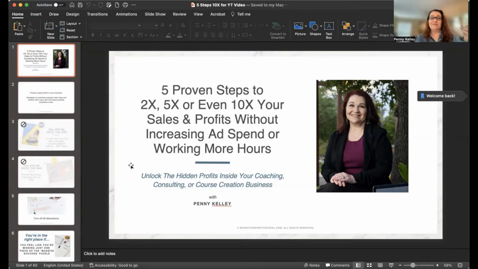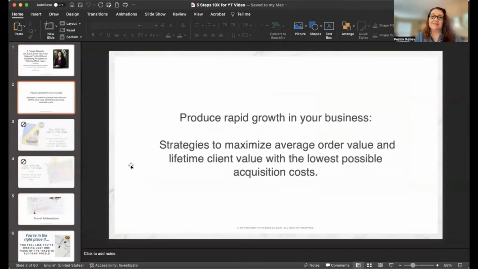So this is 5 proven steps. Those 5 profit points, right? 2x, 5x, even 10x. I have had a client who 10x'd their sales and profit, their revenue and profitable revenue, without increasing ad spend, without working more hours. In fact, when we put the right systems in place, the goal is for you to work fewer hours while creating more profitable revenue. This is about unlocking the hidden profits inside your coaching, consulting, or course creation business.